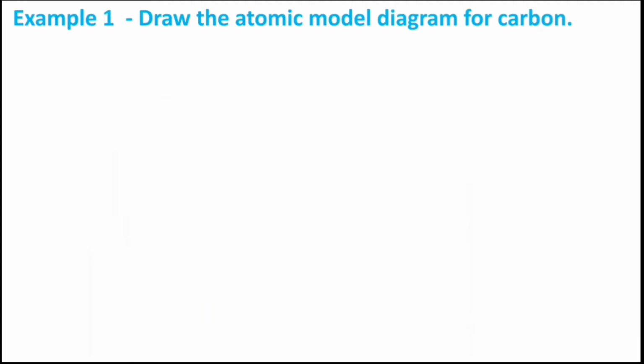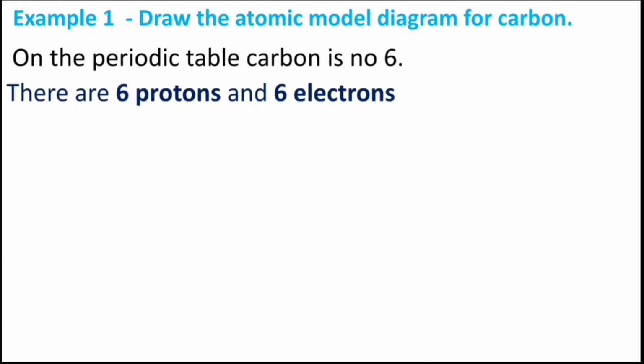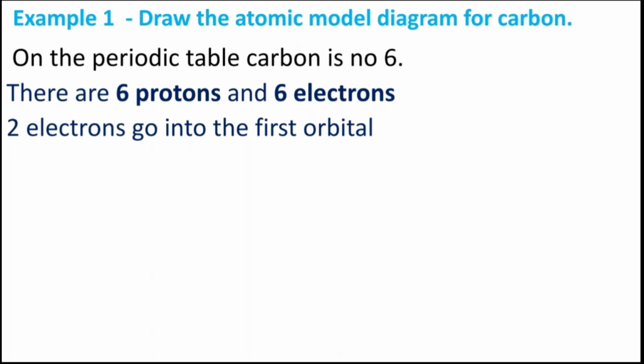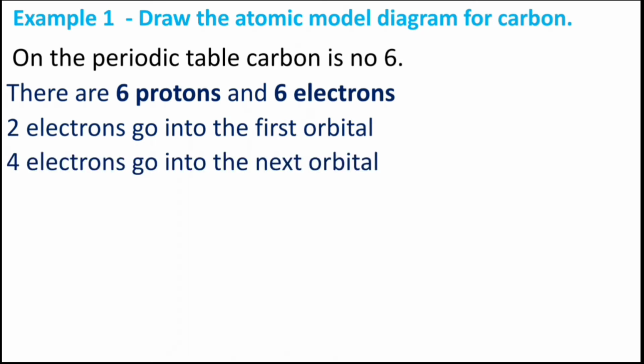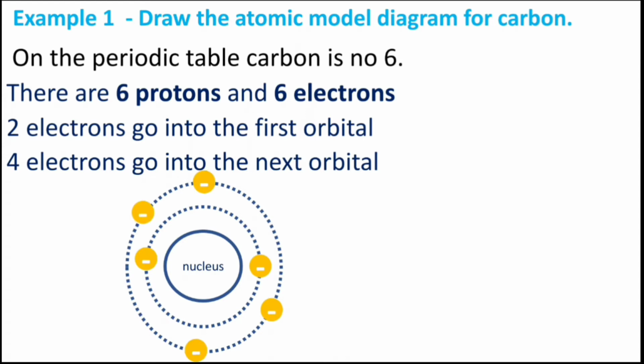Example number 1, we are asked to draw the atomic model diagram for carbon. We will need a periodic table for this activity. On the periodic table, carbon is number 6. So there are 6 protons in carbon. Since it's in its element state, it's a neutral atom: 6 protons and 6 electrons. So we need to represent 6 electrons outside the nucleus of the atom. 2 electrons go to the first orbital, 4 electrons go to the next orbital. I have drawn the atomic model diagram for carbon.